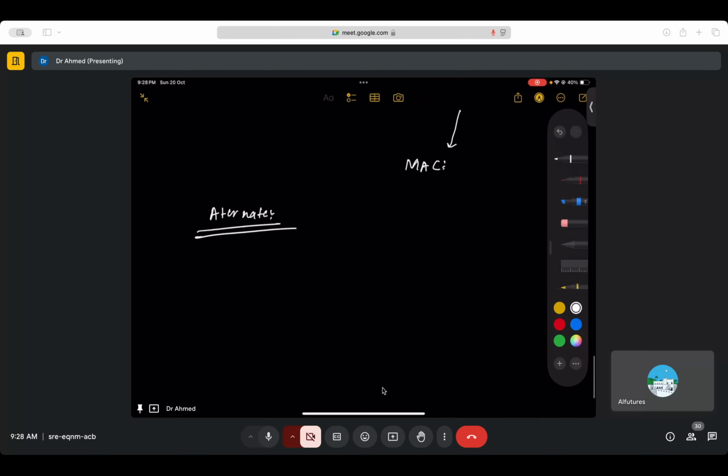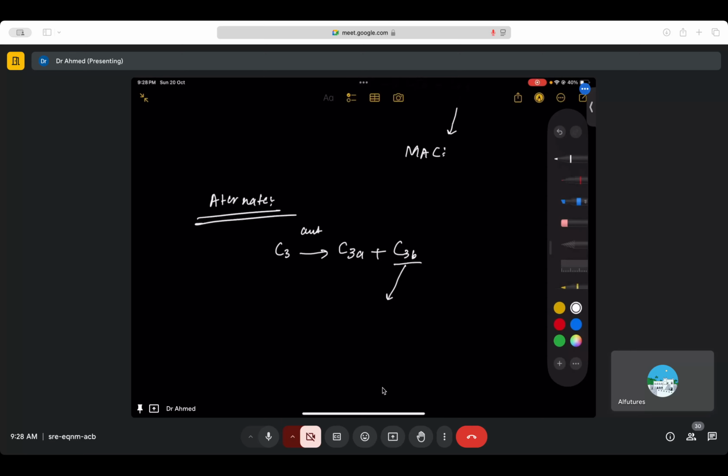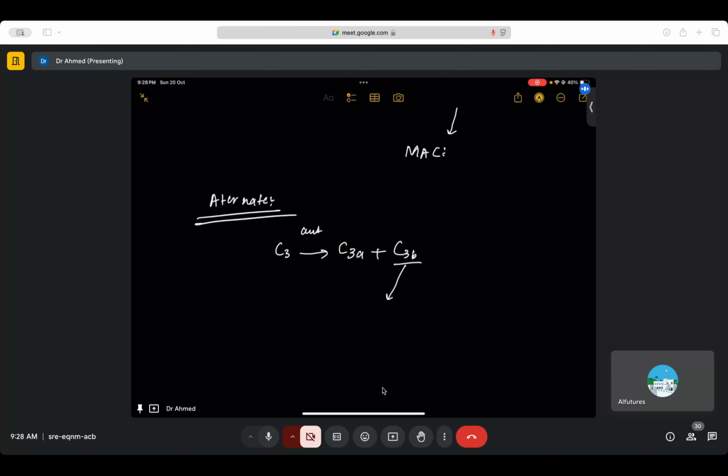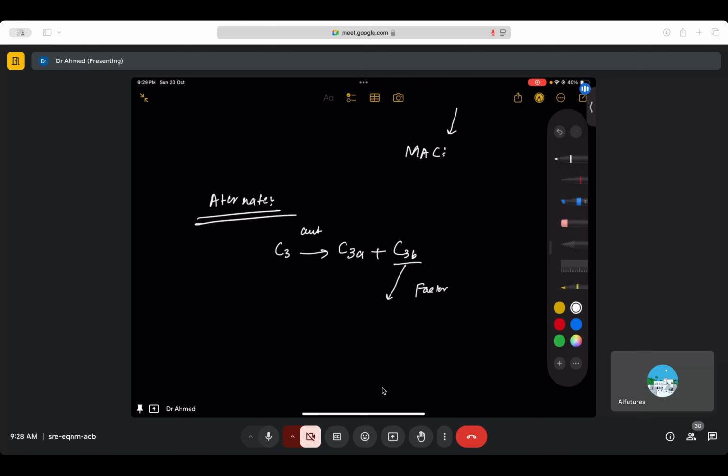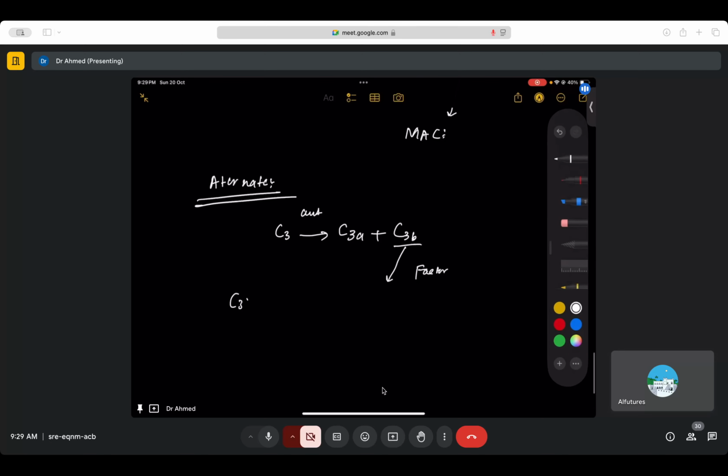There's an auto activation of C3. So the C3 is basically auto activated. Some of the C3 is auto activated, so you are going to see C3A plus C3B. Then this C3B is going to join, bind with a factor that is also one of the components of your innate immune system. That is your factor B. Once the C3B and this factor B bind, it simply forms C3 convertase.